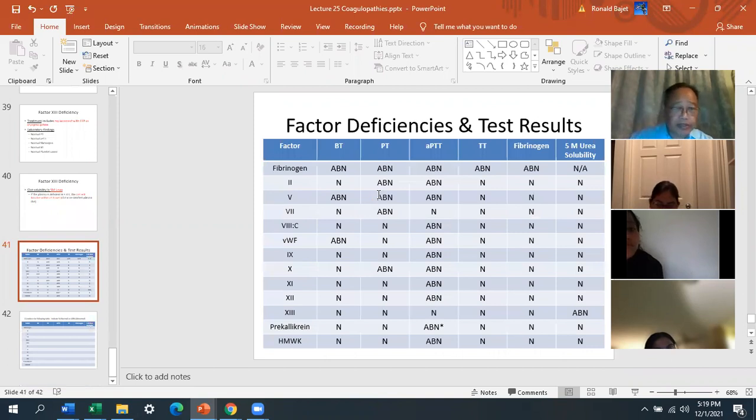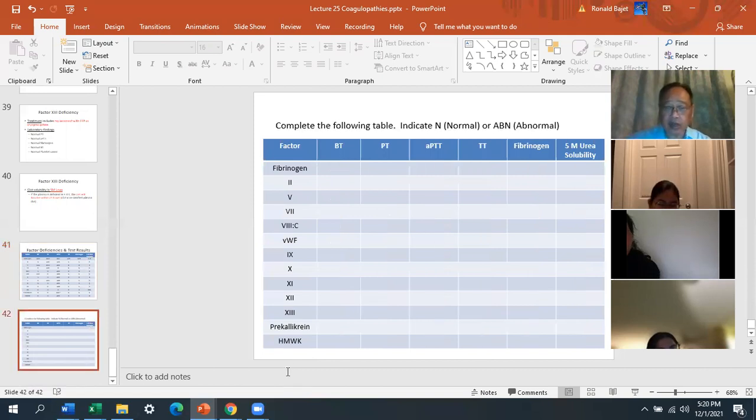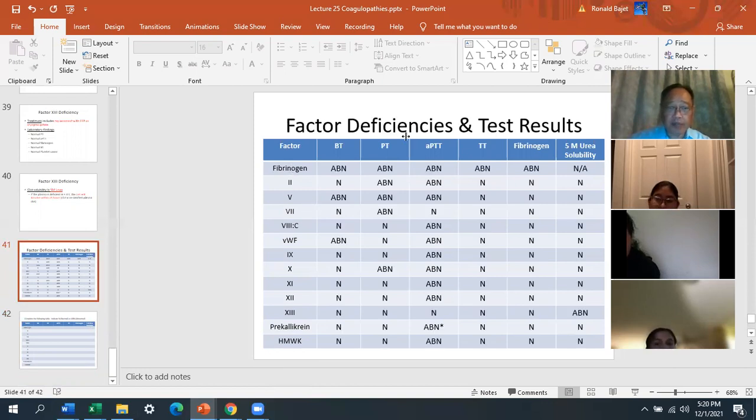Okay, so here's the table. Here's the table. Factor deficiencies, starting with fibrinogen, 2, 5, 7. On the table on your test, this left column will be the same. So this will be present, and that's what it's going to look like on your test. So the left side and the top is going to be completely the same. You're just going to fill in the normals and the abnormals.